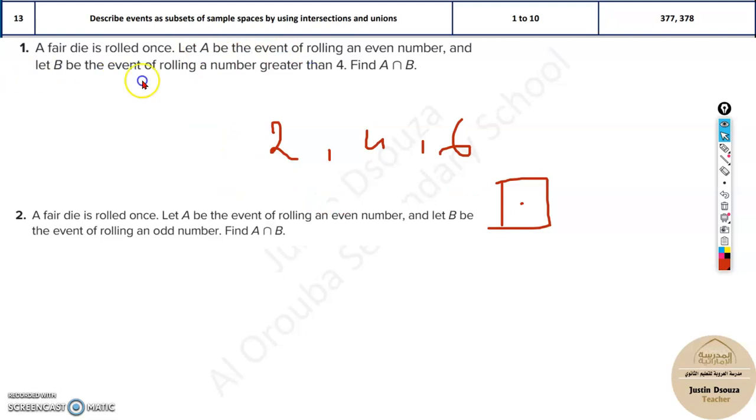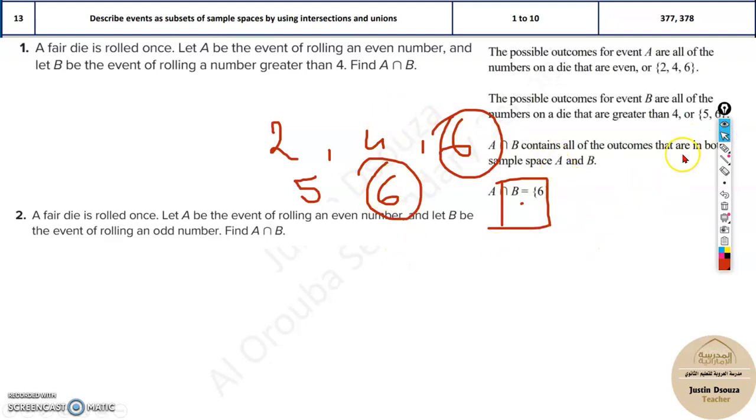Whereas B is the event of rolling a number greater than 4. What are the numbers greater than 4? It will be 5 and 6. Now you need to find the intersection between these two. It's only 6, because 6 is the only number that is there in both. So the answer would be 6. One thing here: greater than 4 means it's only 5 and 6. Don't be confused. Don't add 4 over here.